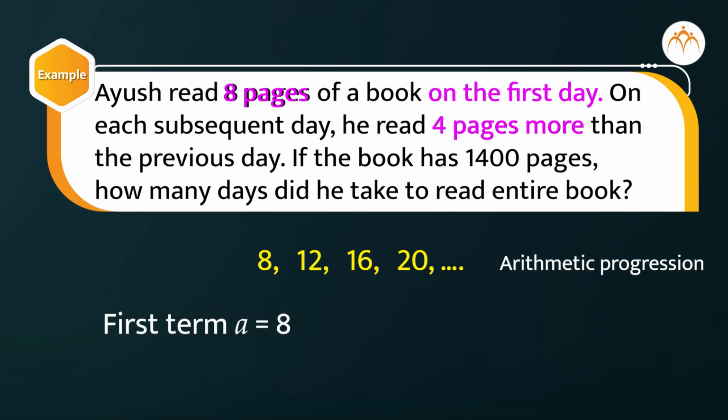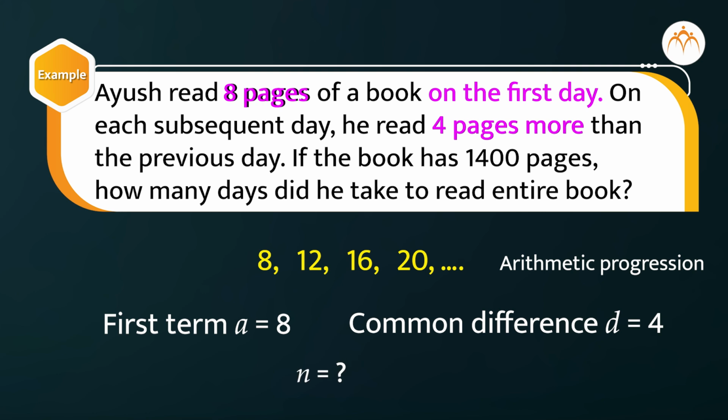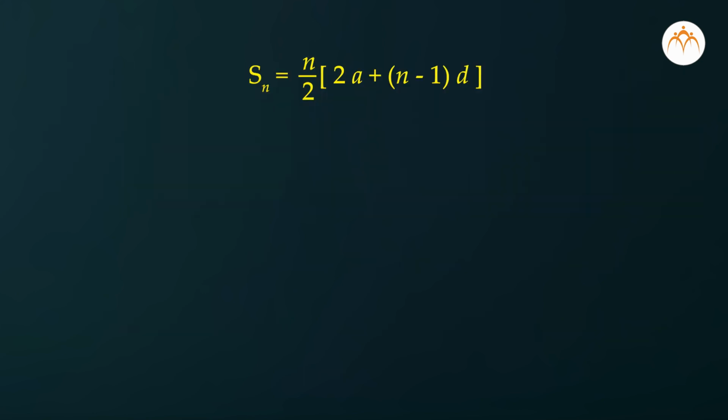Here, the first term A is equal to 8 and the common difference D is equal to 4. We need to find the number of days it took to read 1400 pages. In other words, we need to find the value of n. For this, we should use the formula for the sum of the first n terms of an arithmetic progression. Sn is equal to n upon 2 into 2a plus n minus 1 into d.